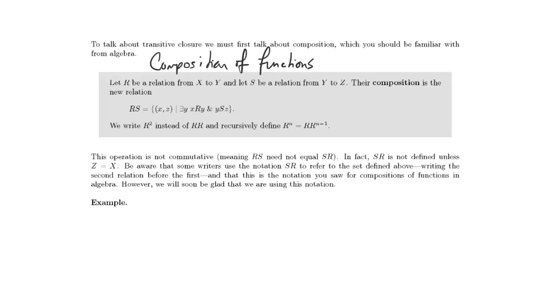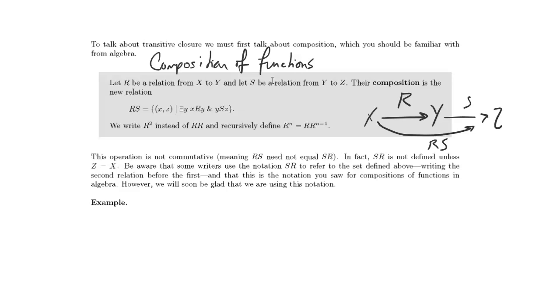We're going to use some different notation, though. Let R be a relation from X to Y, and let S be a relation from Y to Z. So here's the set X. We somehow pair up the elements of X to Y with R, and then we take the elements of Y and pair them up with the elements of the set Z by the relation S. Then their composition is the new relation RS, whose elements are all those pairs XZ where there is some element of Y bridging the two of them.